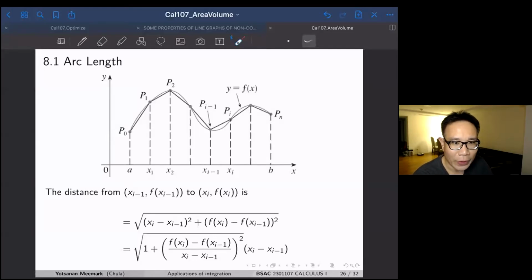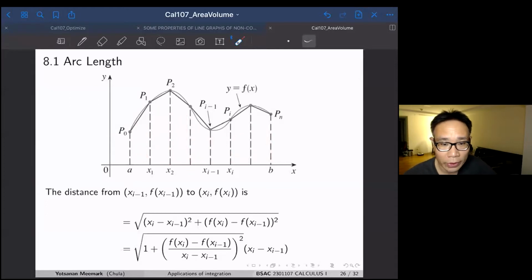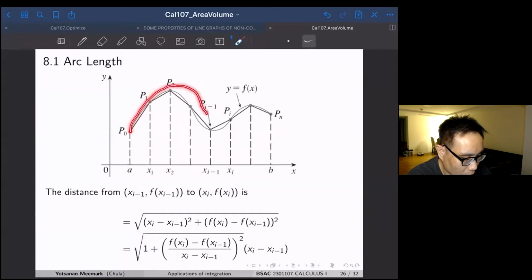In this video, we're going to talk about arc length. It's going to be easier than the volume that we have been studying before. The arc length problem is: when you see the curve over the interval AB, before we try to find the area under this curve, we would like to know the distance, the length of the curve.